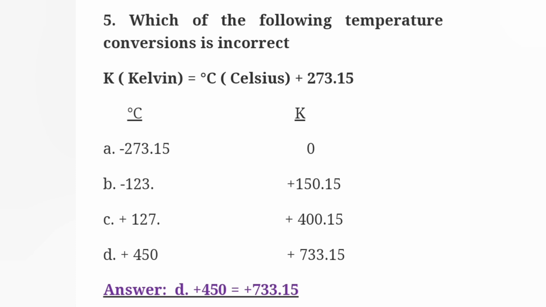Fifth one, which of the following temperature conversions is incorrect? Option D, answer plus 450 equal to plus 733.15.